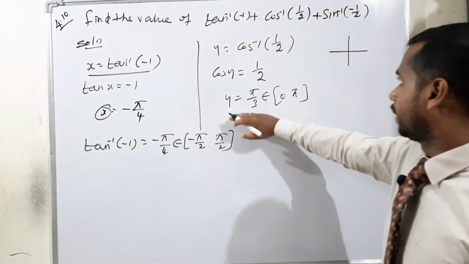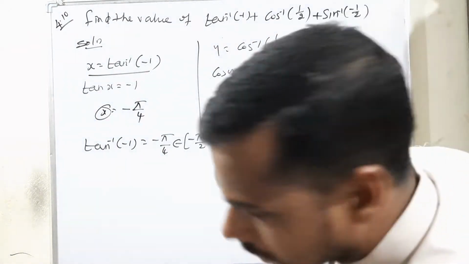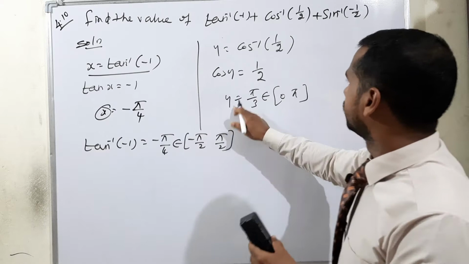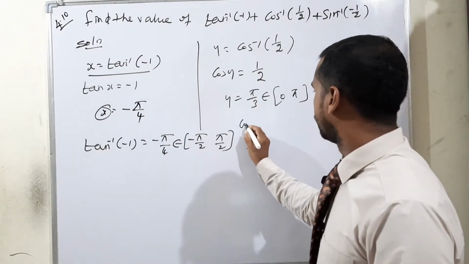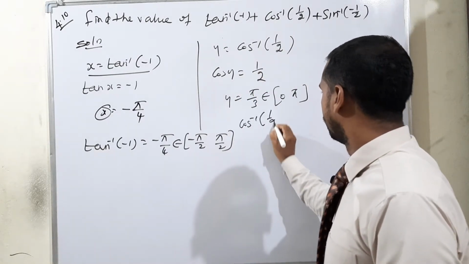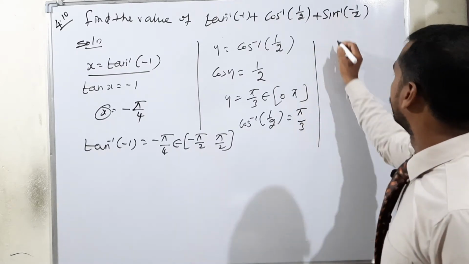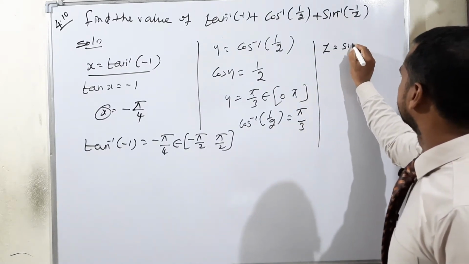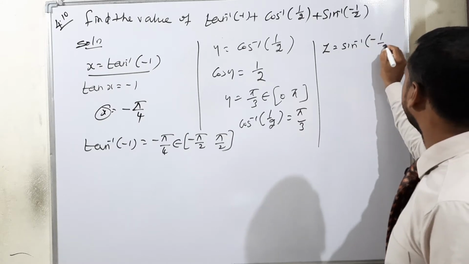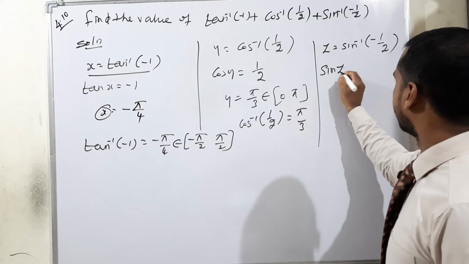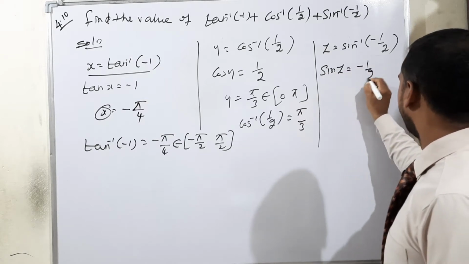Okay, so the second term is also over. Moving to the next one, the third one. Otherwise, y we have considered, cos inverse of positive 1 by 2, isn't it? Cos inverse of positive 1 by 2 is equal to pi by 3. Third one, z is sin inverse of negative 1 by 2. So sin z is equal to negative 1 by 2.